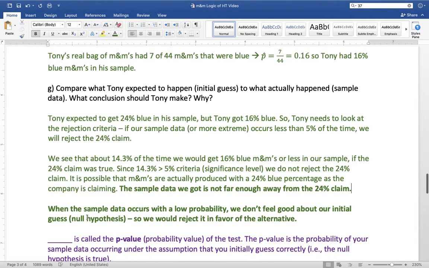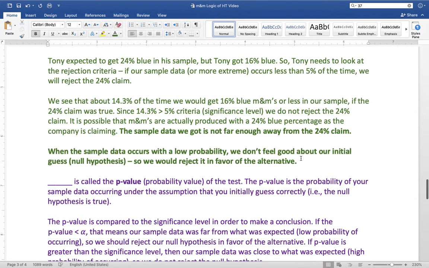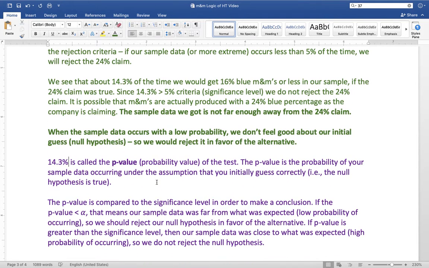So what we're thinking about is, when the sample data occurs with a low probability, we don't feel good about our initial guess, so we would reject it in favor of the alternative. When it occurs with a high probability, we feel pretty good about our initial guess. Okay, this number in the problem, the 14.3%, is called the p-value of the test. It's the probability value that you calculate. The p-value is the probability of your sample data occurring under the assumption that you initially guessed correctly. In other words, in this case, if the 24% claim is true, the null hypothesis.